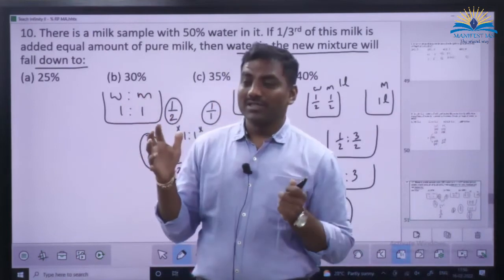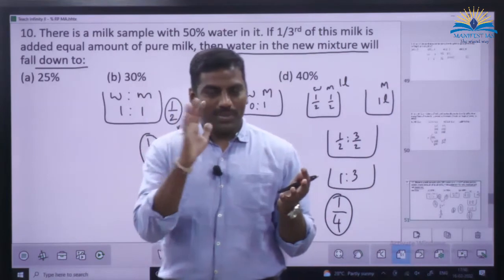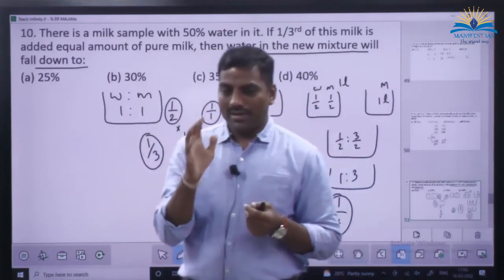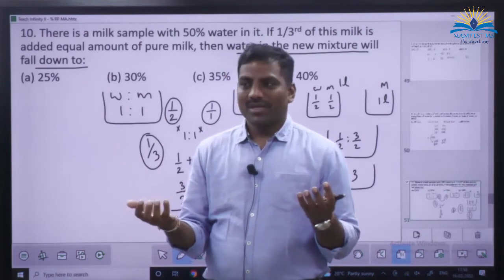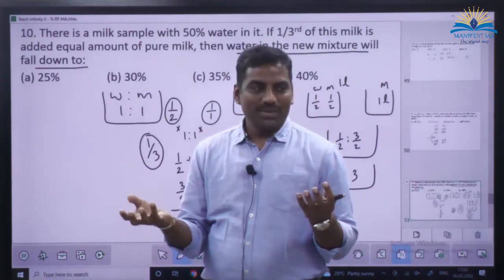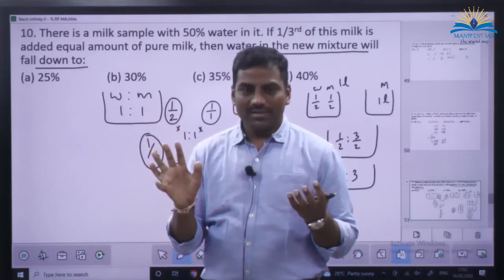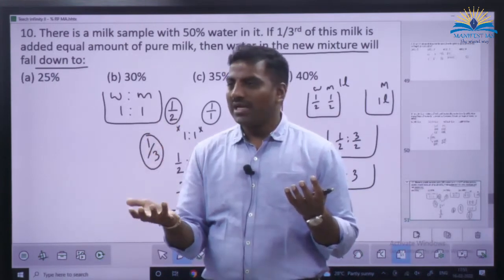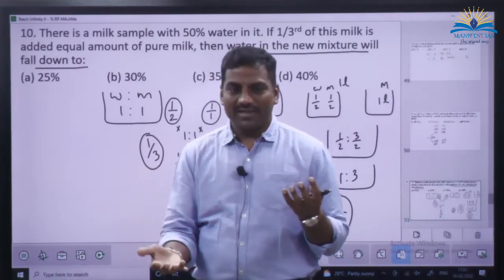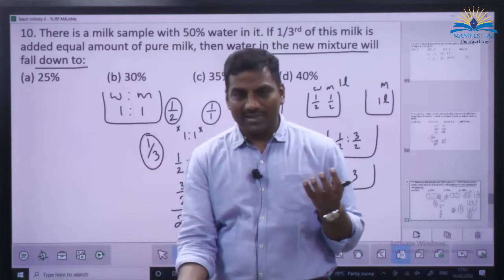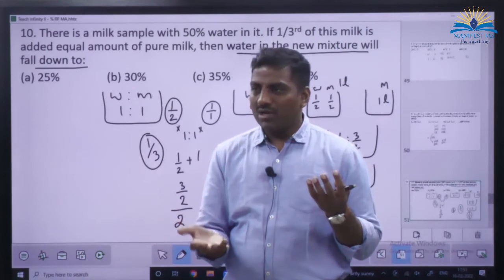Even with respect to this 1/3, let's say in this sample, half milk, half water. Let's say 3 liter of milk and 3 liter of water. Totally how many liters? 6 liters. I am taking 1/3 of that, in one more smaller vessel. In that, 1 liter milk, 1 liter water.